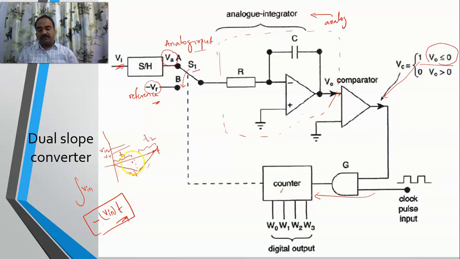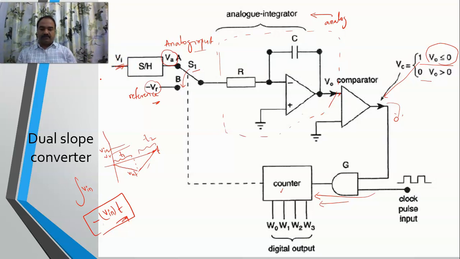T1 was of my choice. T2 I will leave it. Up to which time? Till my V output becomes 0. Because the moment V output becomes 0, the comparator output will become 0, and it won't allow any clock pulses to move into it. Understand? So the number of clock pulses that have entered into this counter is the digital equivalent of your analog input. Understood?